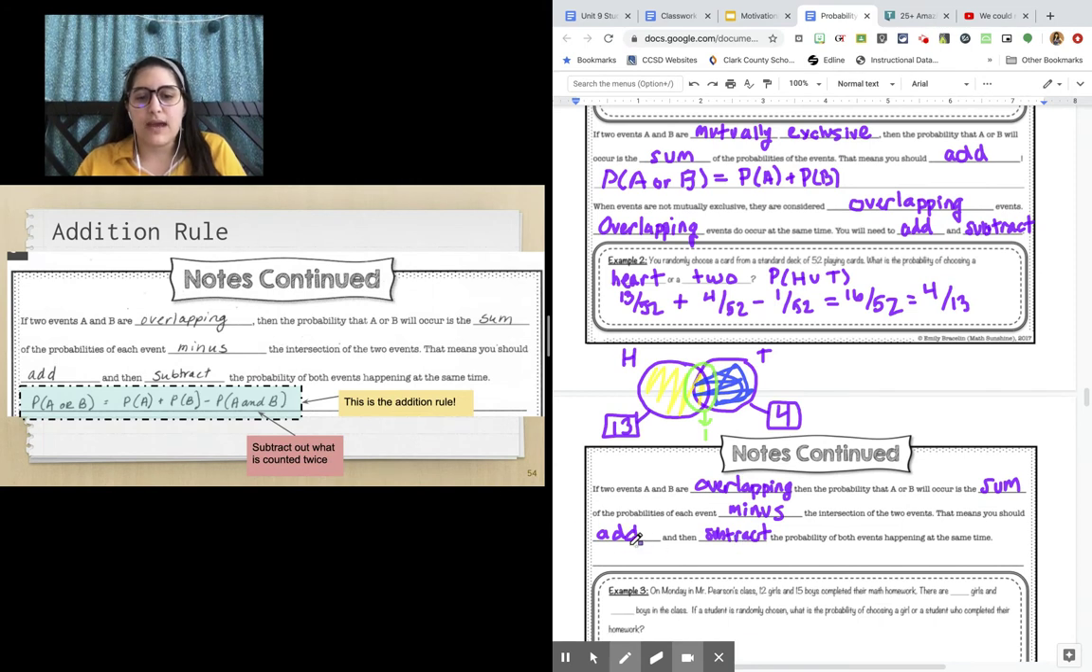Okay. And the formula for that is this. So the probability of A or B, no matter what, is the probability of A plus the probability of B minus the probability of A and B.